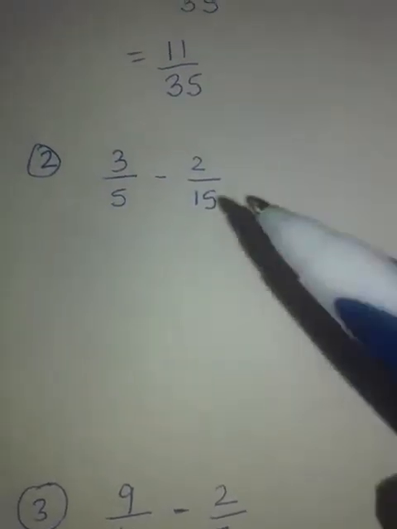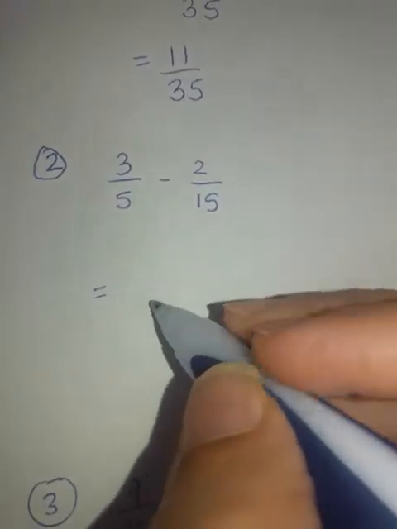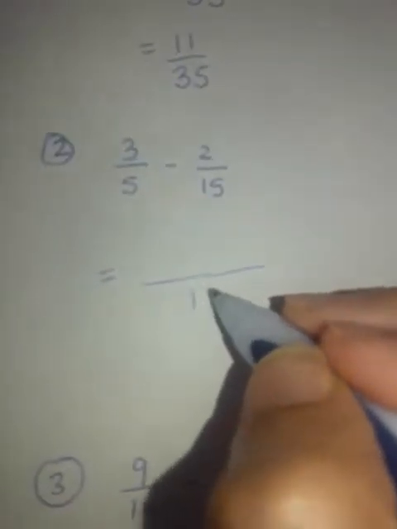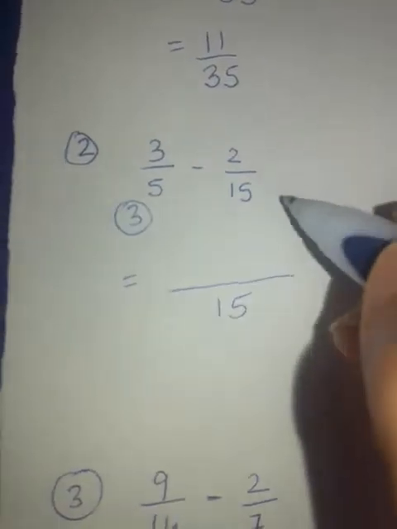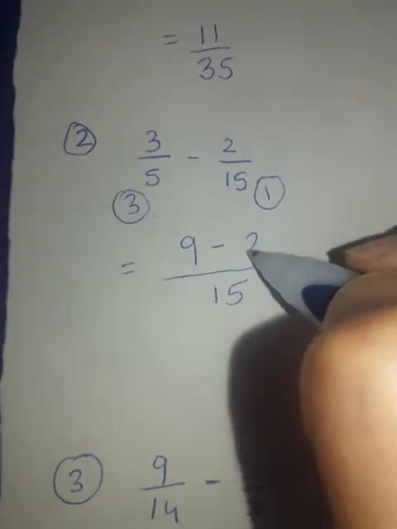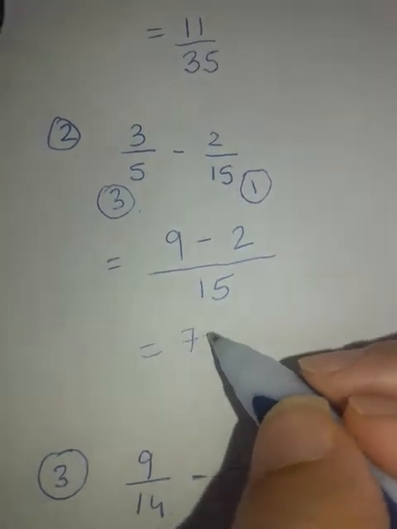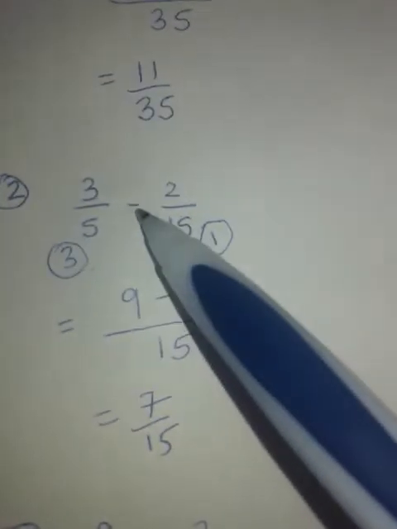Next example. 3 upon 5 minus 2 upon 15. LCM is, yes, you're right. See, you calculated it on your own. Very good. 5 threes are, 15 ones are, 3 threes are 9, 2 ones are 2. Answer is 7 upon 15. Note this sign carefully. Many times what happens, if you are used to adding, then you forget that there is a minus sign here and you go on adding. And then you get the wrong answer. So please be careful.